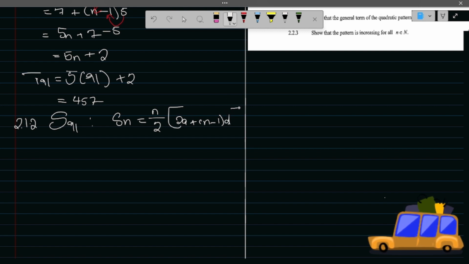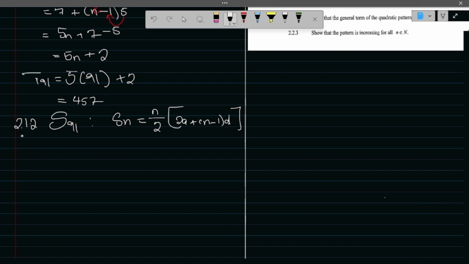So now we're going to say S91 is going to equal 91, which is the n, over 2, all multiplied by 2 times our value of a, which is 7, because we already have our first term. Then n is going to be 91 minus 1, and we already know that d is 5.